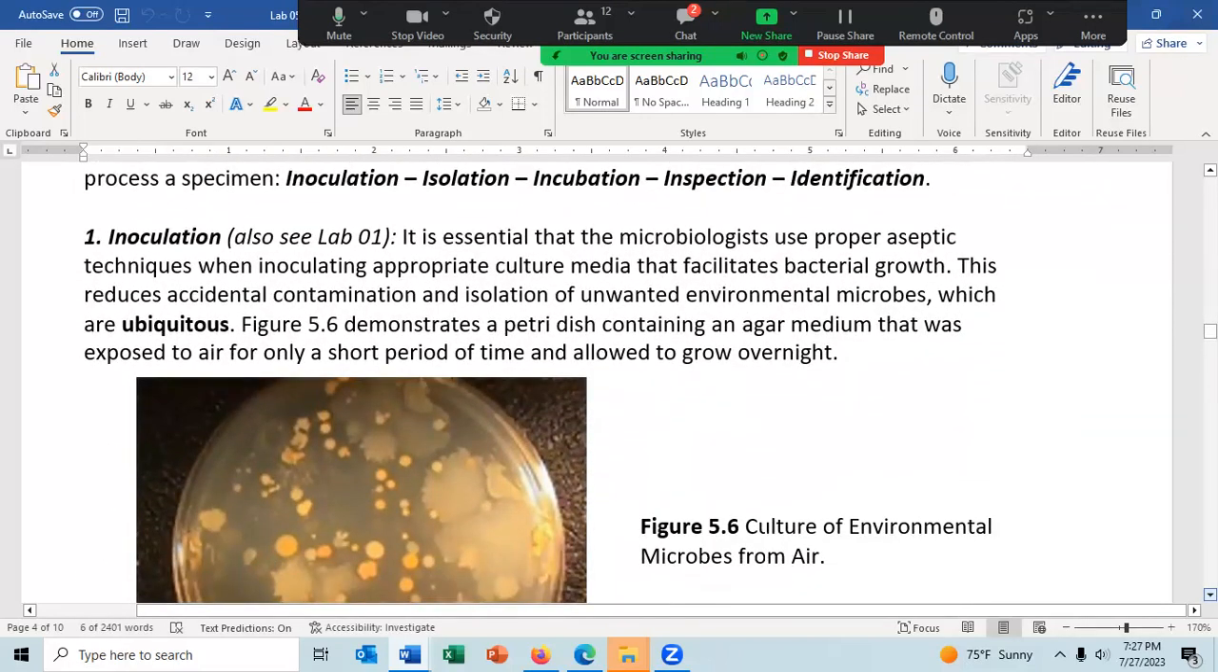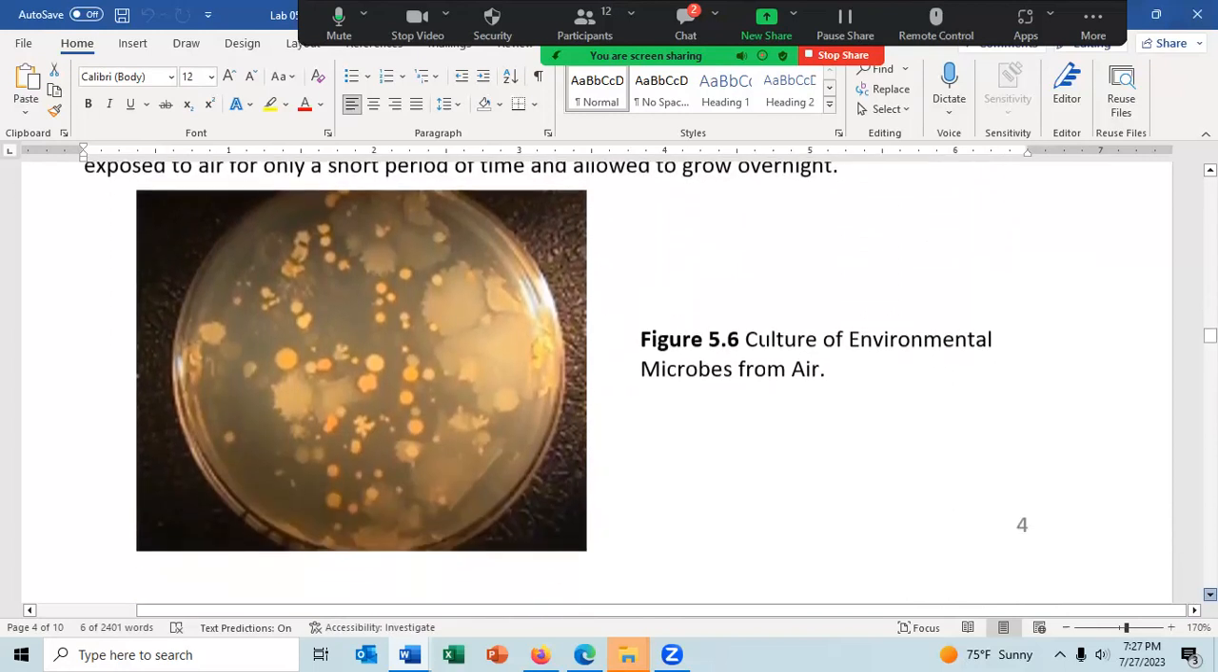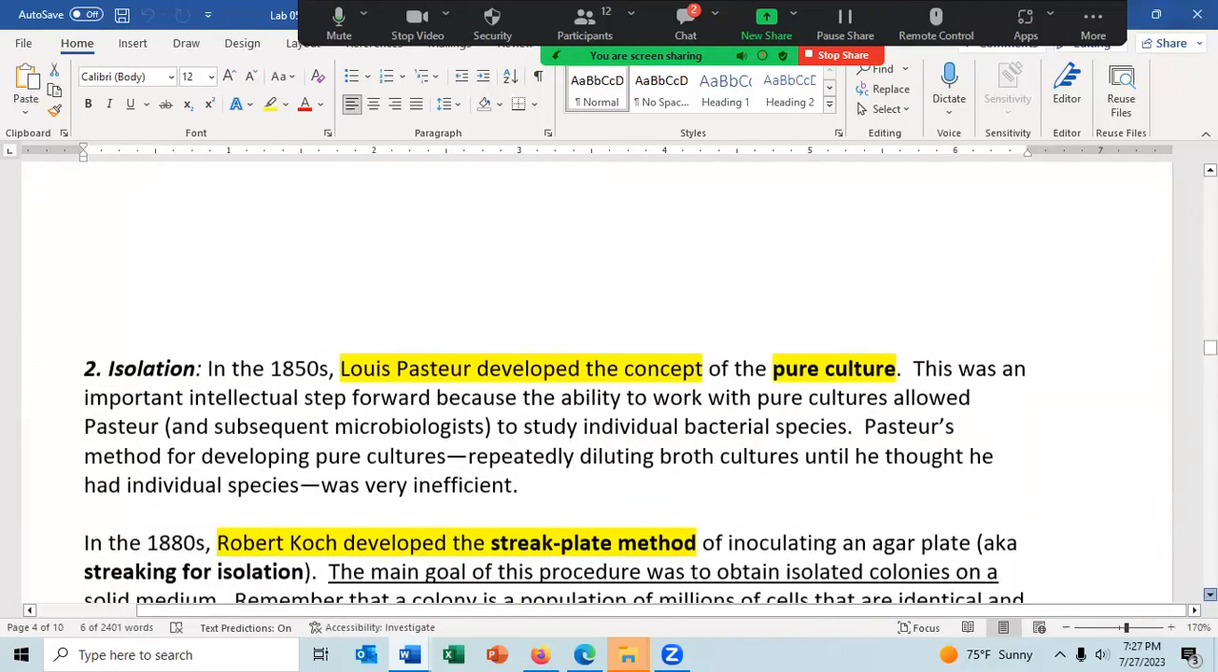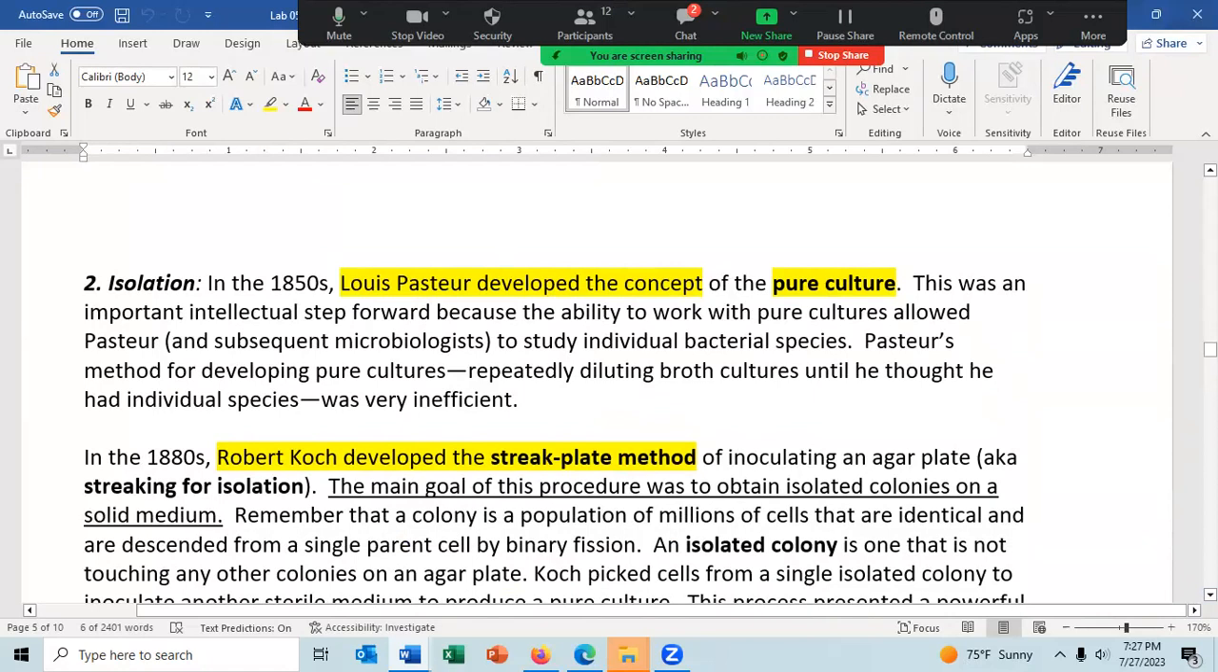So once again, we're going to look at inoculation, isolation, incubation, inspection, and identification. Inoculation is just inoculating the plate with the culture. Isolation is isolating the colonies, and you need to do that 2 times to get a pure culture.